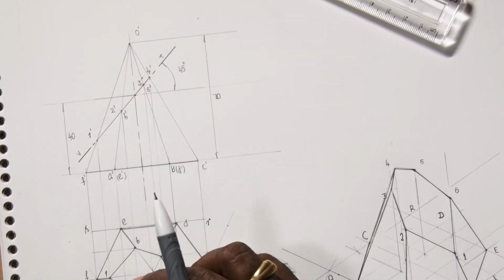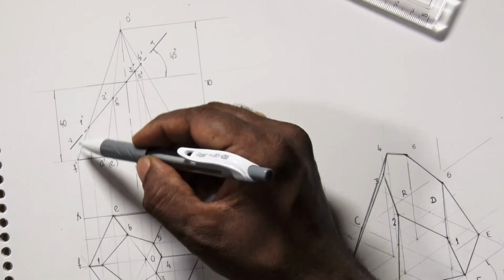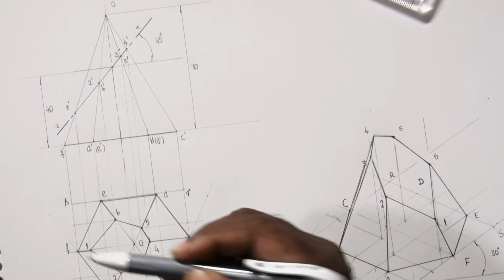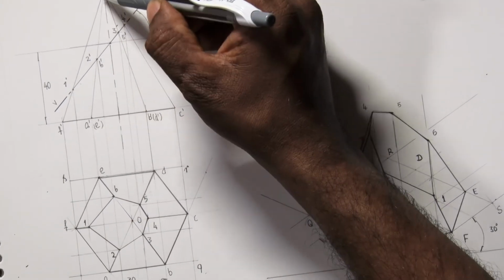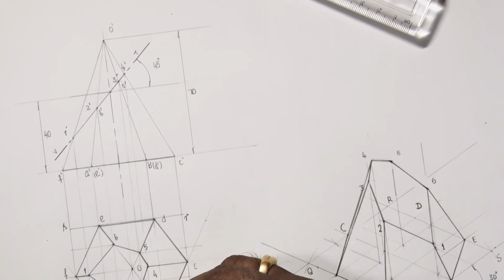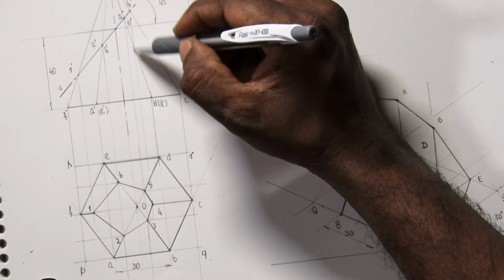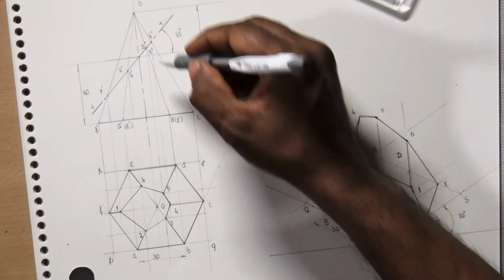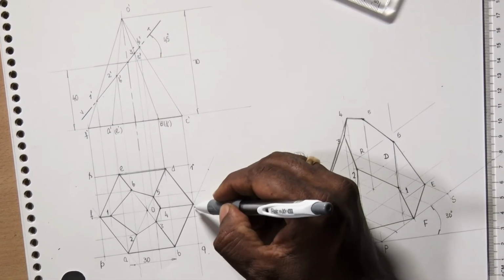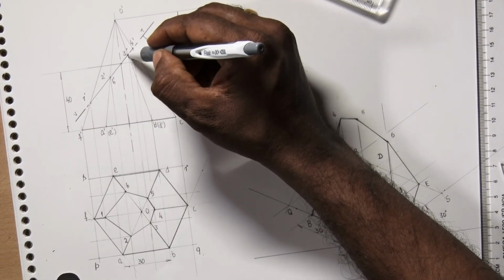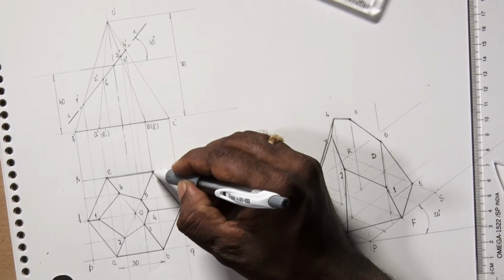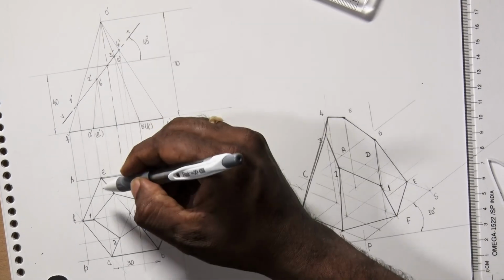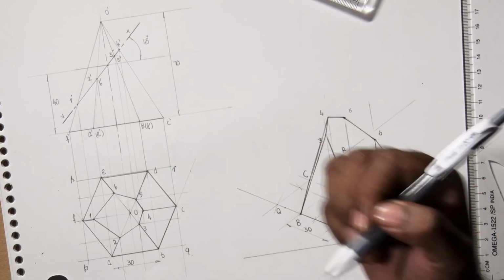Accordingly, we got the sectional points. 1 dash lies between F dash and O dash, therefore 1 lies between F and O. 2 dash lies between A dash and O dash, therefore 2 lies between O and A. Similarly, 3 dash lies between O dash and B dash, therefore 3 lies between O and B. 4 dash lies between O dash and C dash, 4 lies between O and C. 5 dash lies between O dash and D dash, 5 lies between O and D. 6 dash lies between O dash and E dash, 6 lies between O and E.